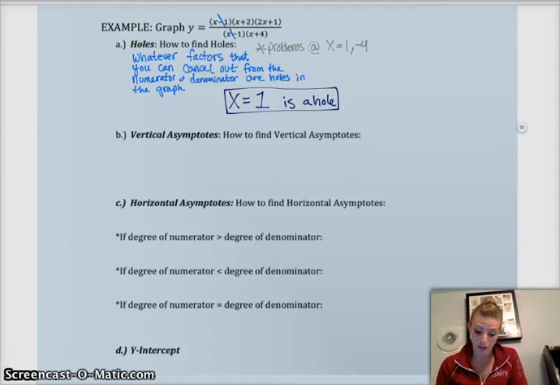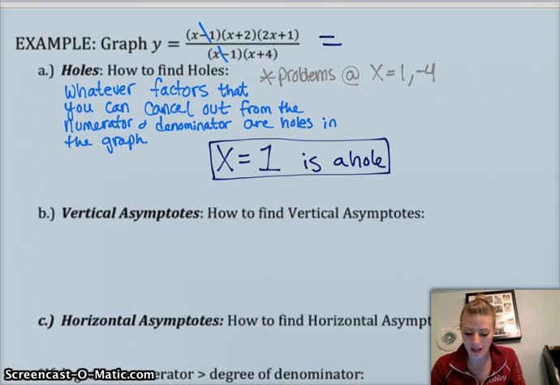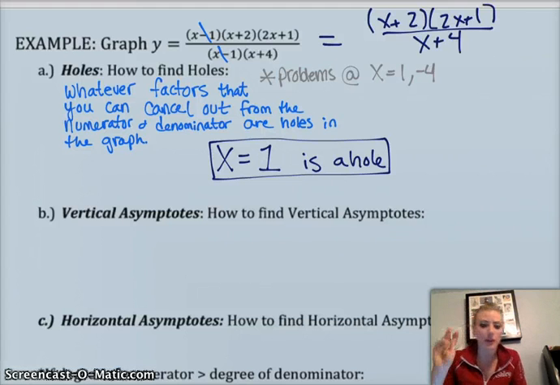Now, this also begs the question, what is the y value when x is equal to 1? Because it's a hole, so it's like cut out of the graph, but it still has to have a location. And so the best way to do that is just to take the function after you cross out your factors. As you see here, I crossed out the x minus 1 and x minus 1, so I'm left with x plus 2 times 2x plus 1 all over x plus 4. So that's like my new function.